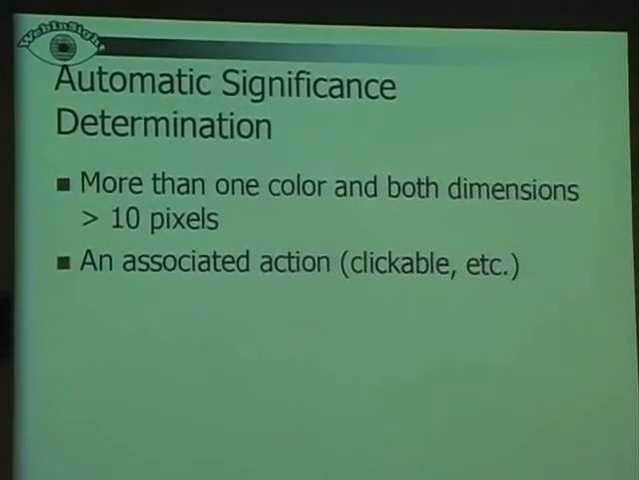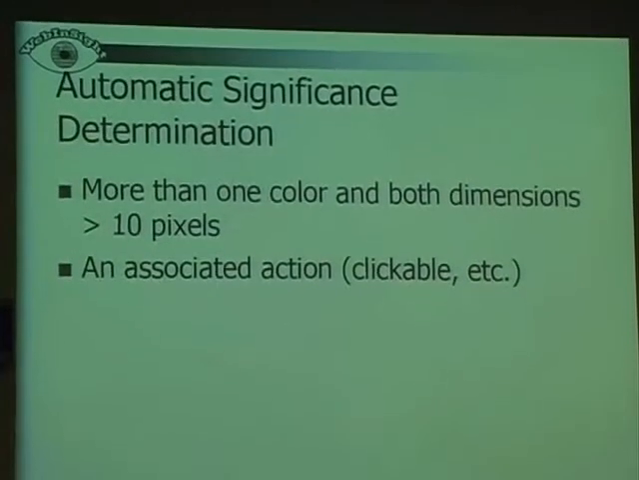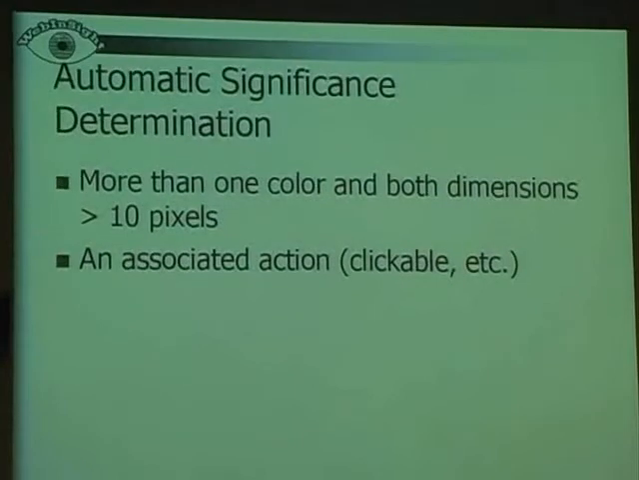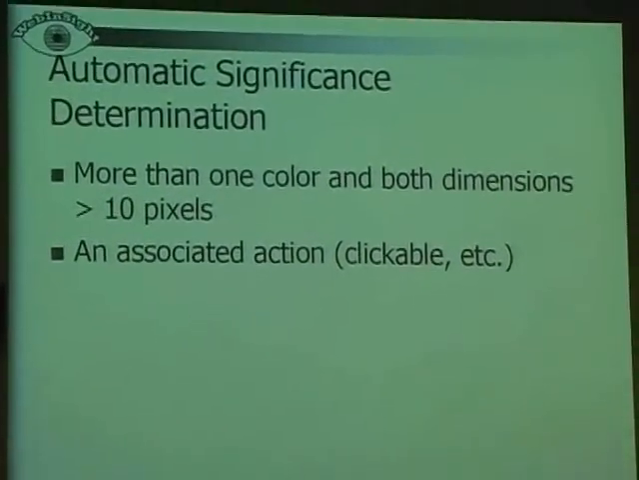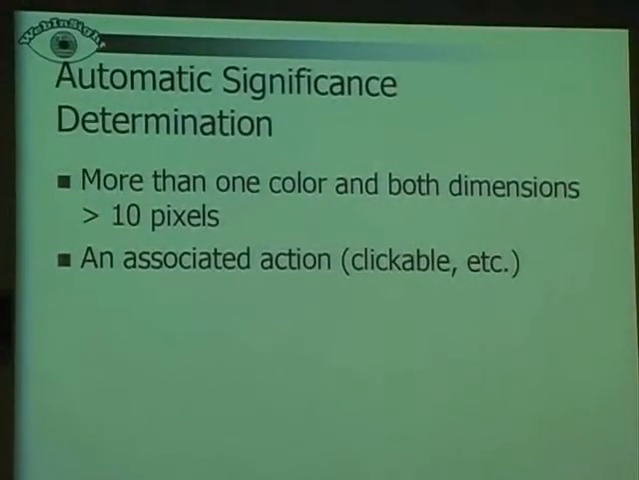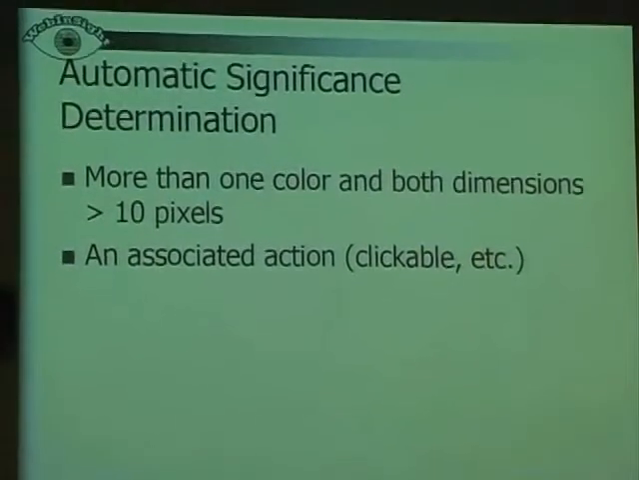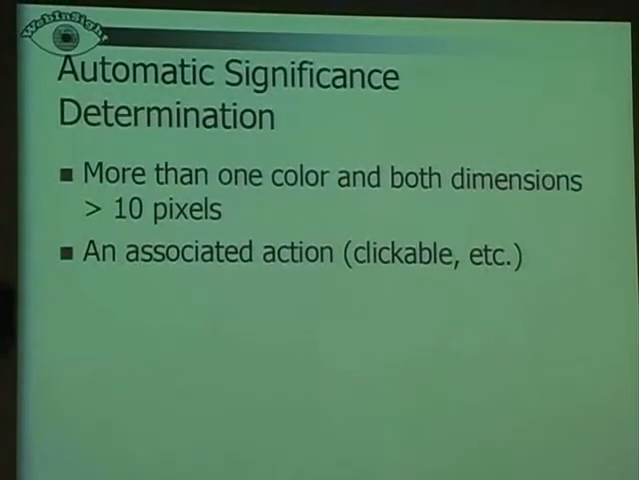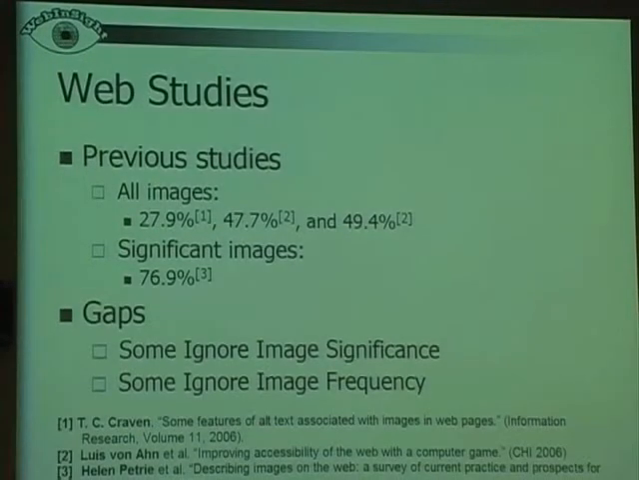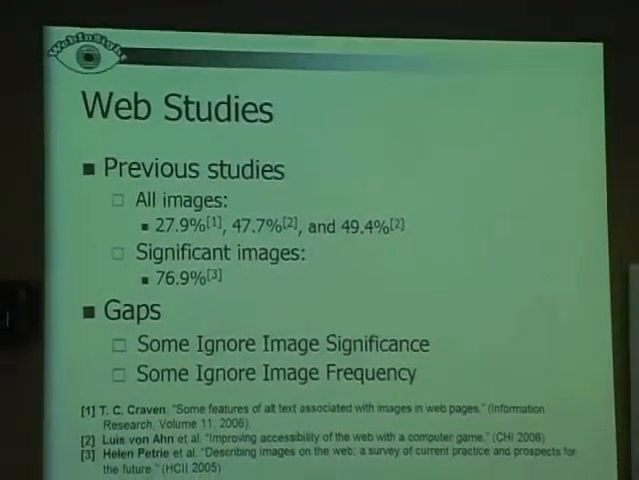For our automatic significance determination, we said if it's more than one color and both dimensions are greater than 10 pixels, then it's significant. Or if it has an associated action, it's clickable, or has a link, or something like that, then it's significant. So that's a non-subjective way of determining significance, and we're testing its validity this spring.